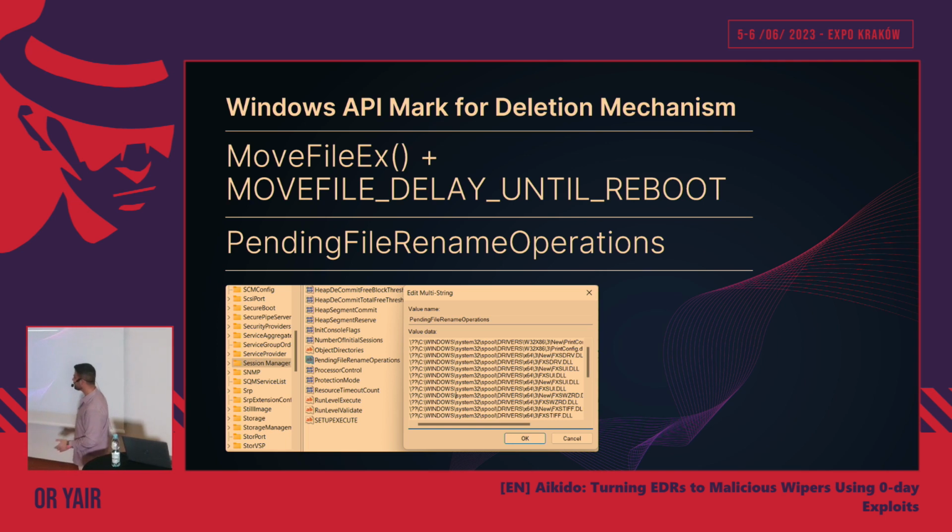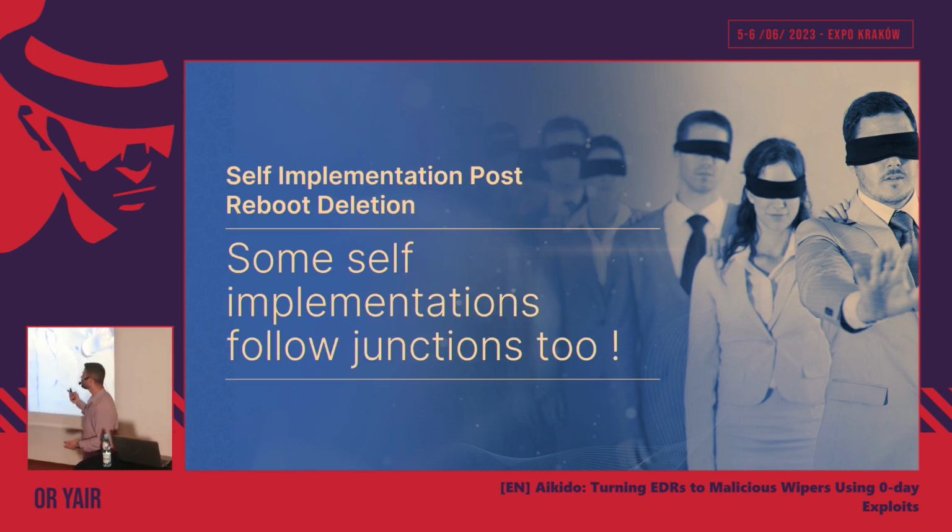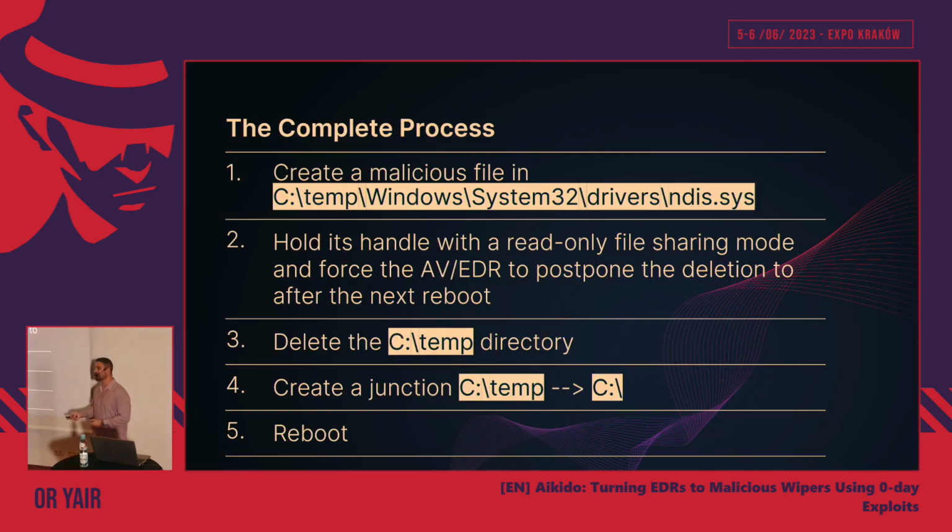And the funny thing, and I would say a bit ridiculous thing about EDRs using this feature for postponing a file deletion, is that PendingFileRenameOperations blindly follows junctions. And so do other self-implementations of EDRs apparently. So basically this has allowed me to create one complete process, where I was able to combine the first method that I thought of with the junctions and the second method with the handle catching, to, again, one complete process that has allowed me to delete almost any file that I wanted on the system.